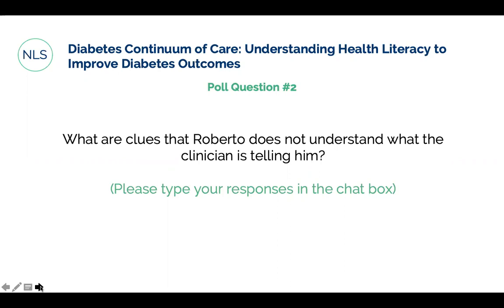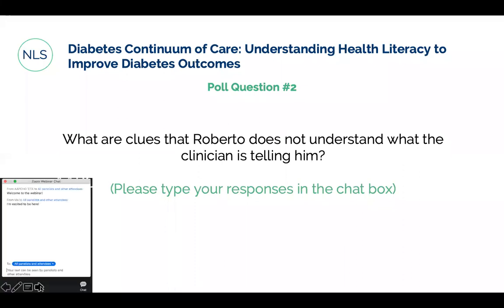And that is, what are clues that Roberto does not understand what the clinician is telling him? So again, please go ahead and take a moment and type your responses into that chat box.